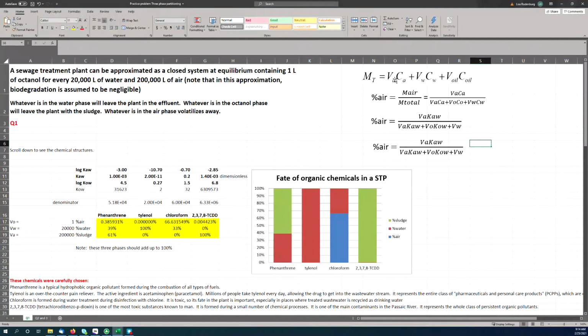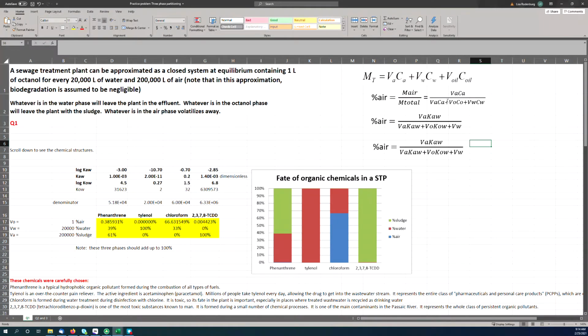So the total mass in the system is the mass in the air, VACA, plus the mass in the water, VWCW, plus the mass in the oil, V oil C oil. The trick here is that you have 3 phases, right? So if I want to calculate the percent in the air, that is the mass in the air over the total mass. The mass in the air is VACA. The total mass is the sum of these 3.